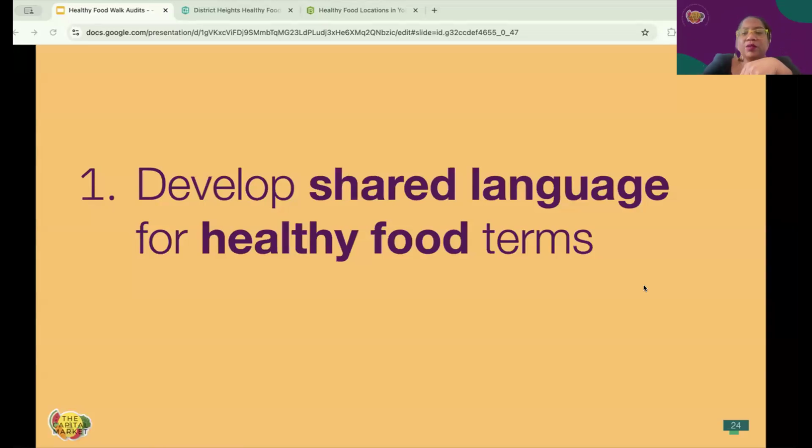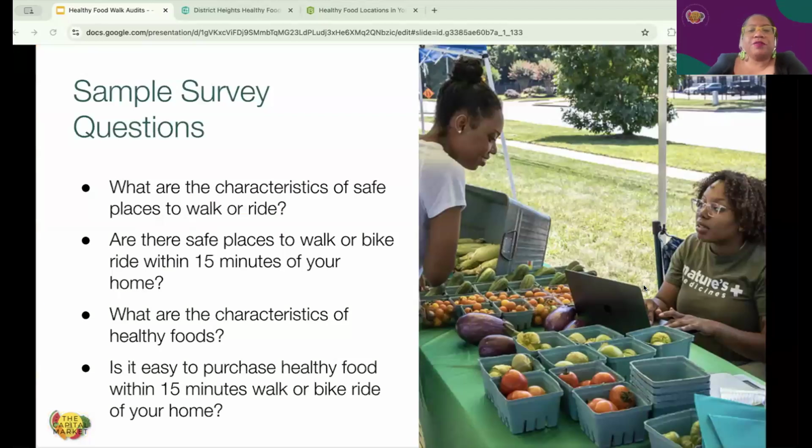So through our healthy food walk audits, we facilitated about 4 different healthy food community conversations to discuss that language. We started first by distributing surveys at our weekly farmers markets. We got about 70 surveys completed with respondents providing feedback about several topics, including transportation safety, what public amenities were available, and recreational opportunities in the community. The surveys really encouraged participants to define healthy foods and share whether they believed that they had sufficient and safe access to healthy foods in their community.